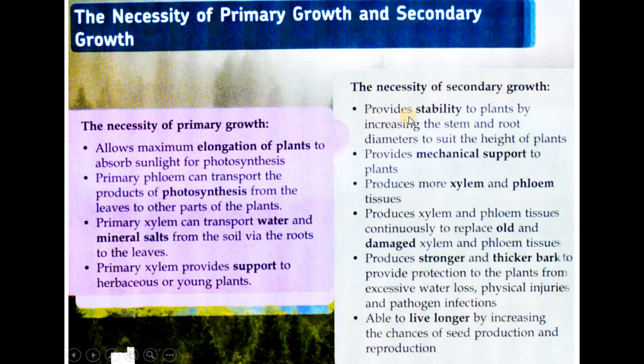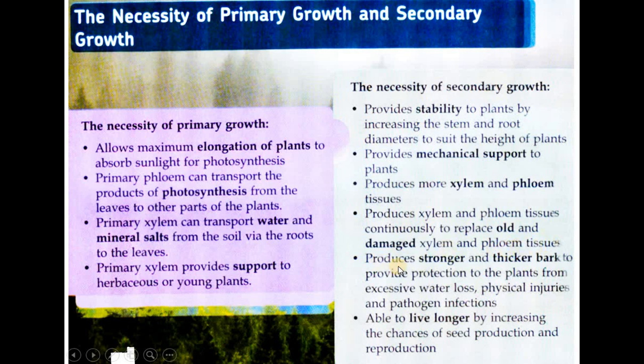First, provide stability to plants by increasing the stem and root diameters to suit the height of the plants. Provide mechanical support to plants. Produce more xylem and phloem tissues. Produce xylem and phloem tissues continuously to replace old and damaged xylem and phloem tissues.